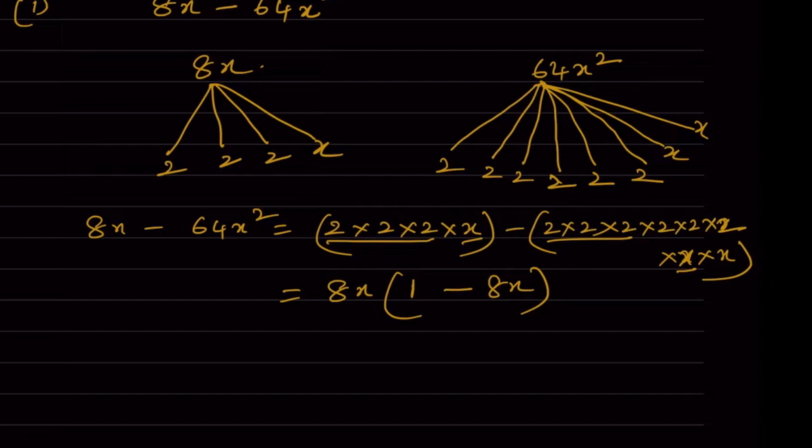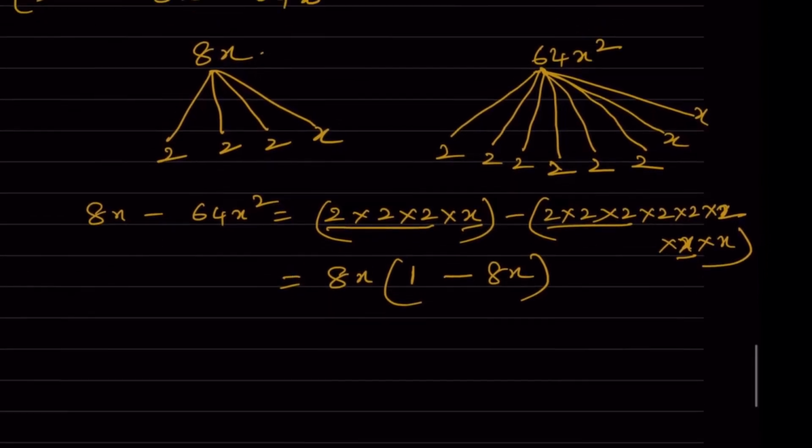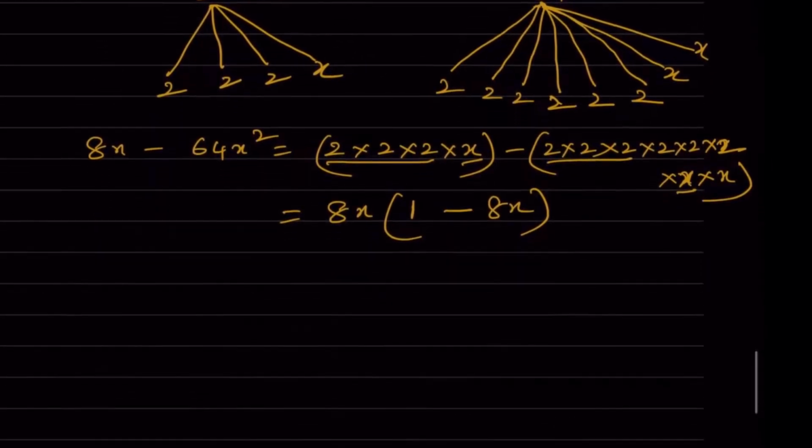This is for a binomial, we do it in this way. So this is the factorization. How do we do it when 2 terms are given, that is, a binomial is given, 8x minus 64x square. Now the important part, this is one of the most important parts of finding your factorization, that is for a trinomial, for a quadratic expression, as we call it.